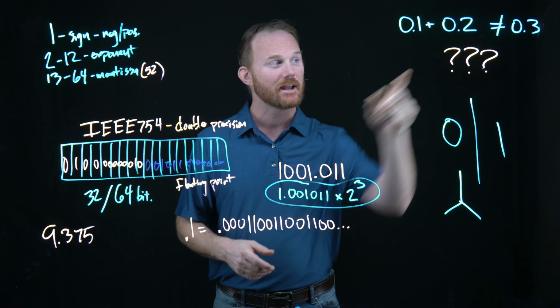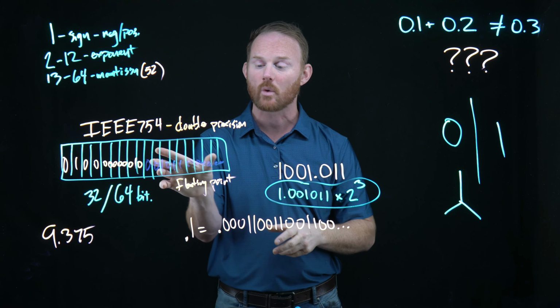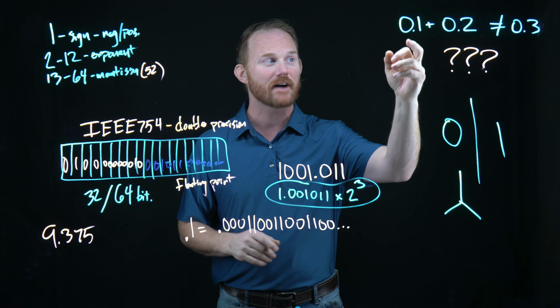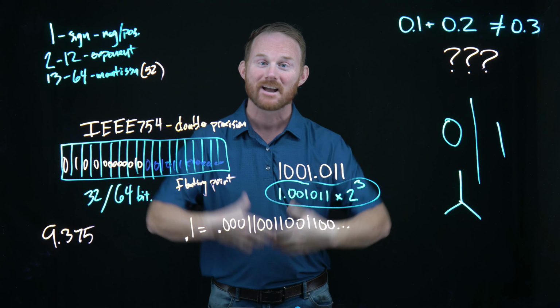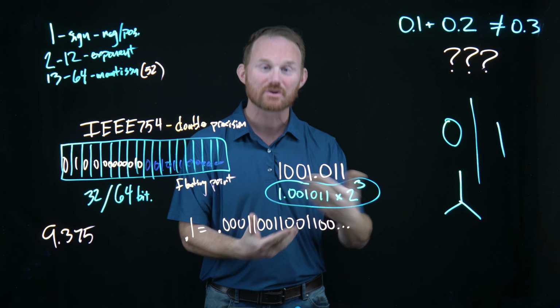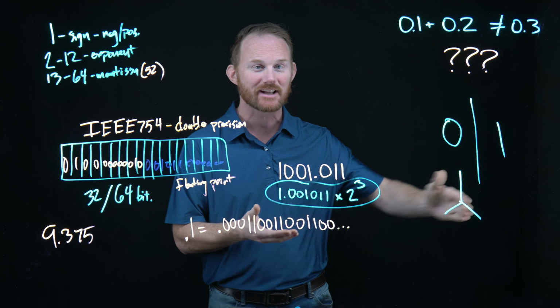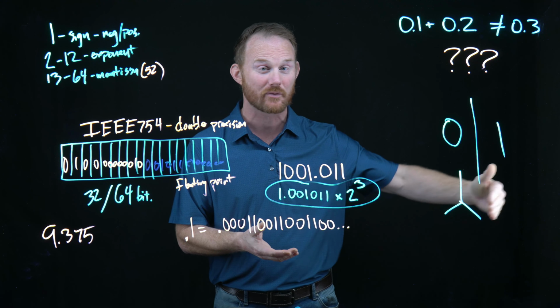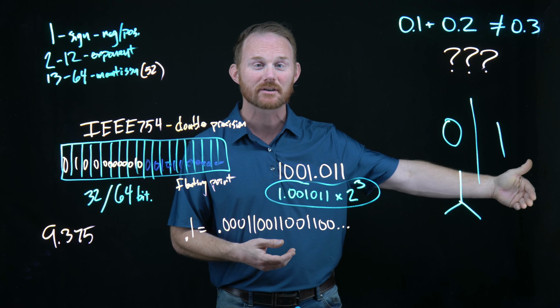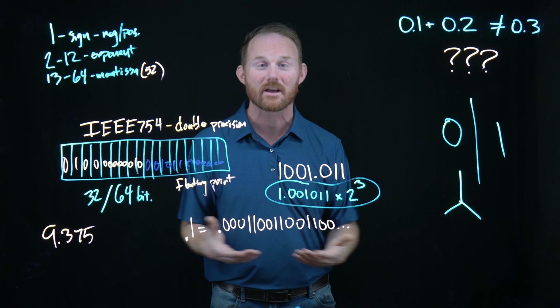That is why these numbers are not equal, because we only have 52 digits to find precision on 0.2 and 0.1. And when we add them together, the computer's going to have to round stuff off, because it's sort of like we did 0.3333333, and we ended up with a 4 at the end or something like that, or it rounded it up or down for whatever reason.